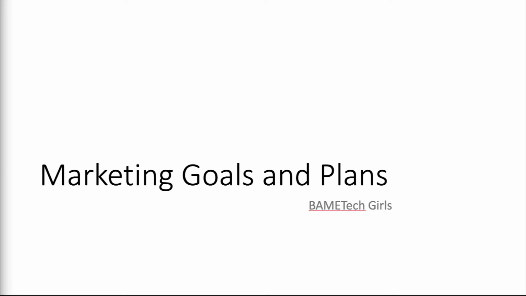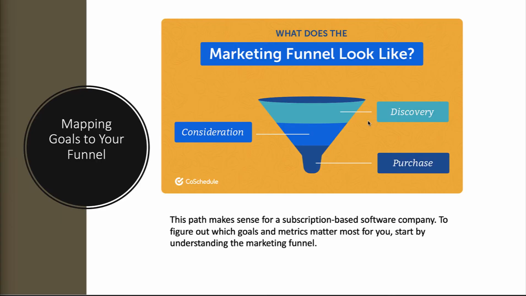All right, so basically, to figure out which goals and metrics matter most to you, you want to start by understanding something that we call the marketing funnel. So, what does the marketing funnel actually do? The marketing funnel has three sections. The discovery, which is the top part of it. What people learn here is all about the brands, and when people are looking for your app or whatever product you're selling, right?